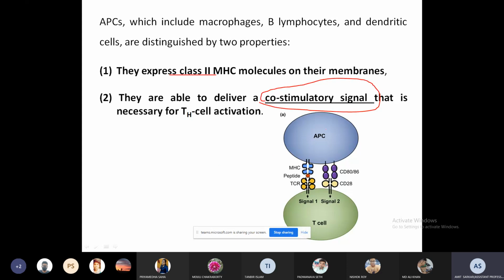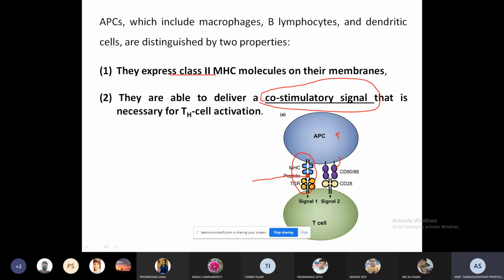So this is our APC, either B cell or macrophage or dendritic cell. Here you can see this red one is our peptide, meaning the antigen or microorganism. This is the MHC class 2. This is a TCR, so they're reacting, very good. But still, the T cell will not be activated. You have to provide another signal, this violet thing, which is known as the co-stimulatory signal. Unless this co-stimulatory signal works, the T cell will not be activated, even though this is working fine. So there are two different criteria for being an APC.